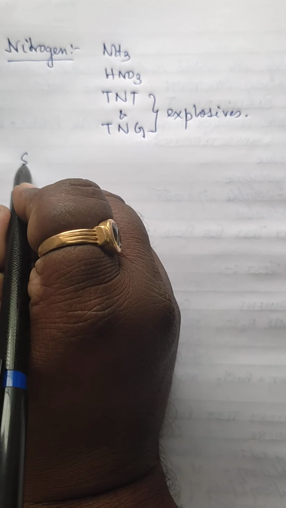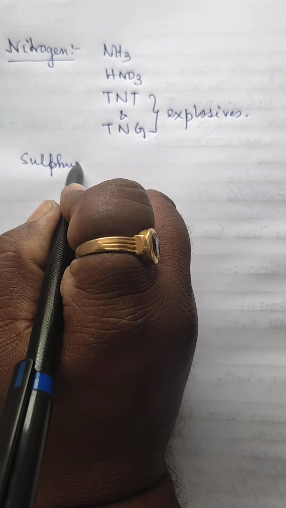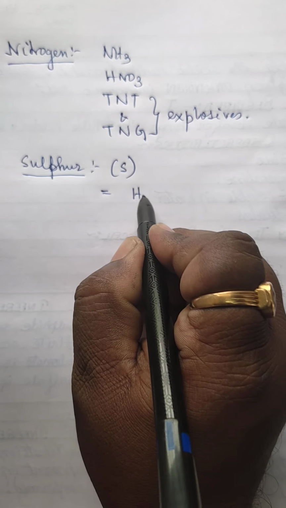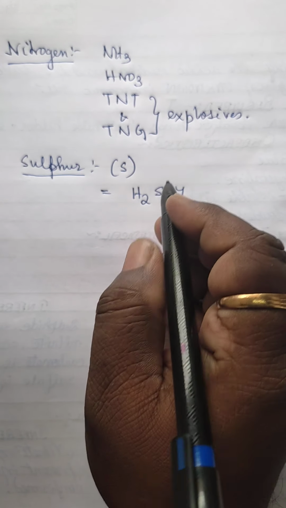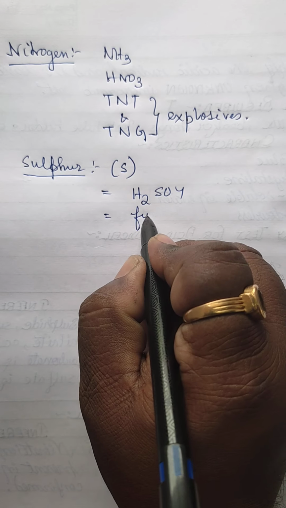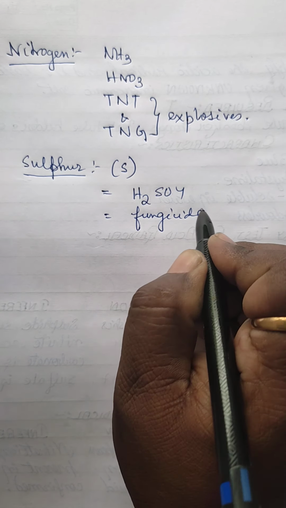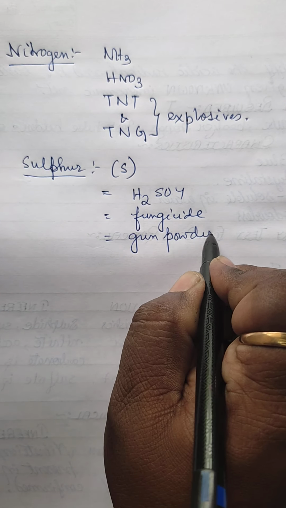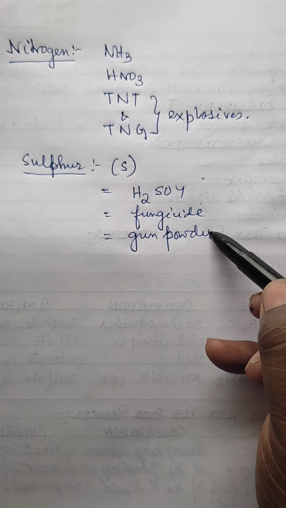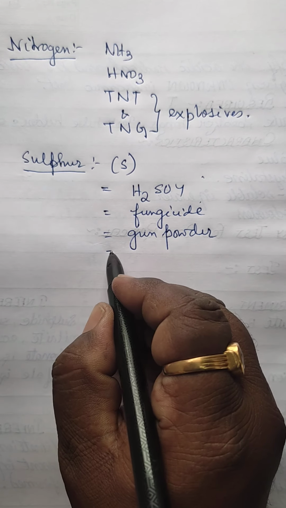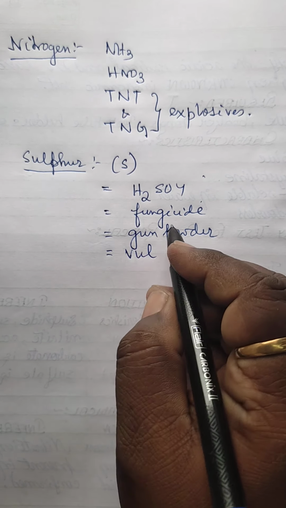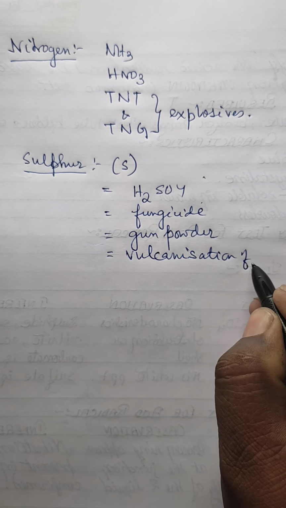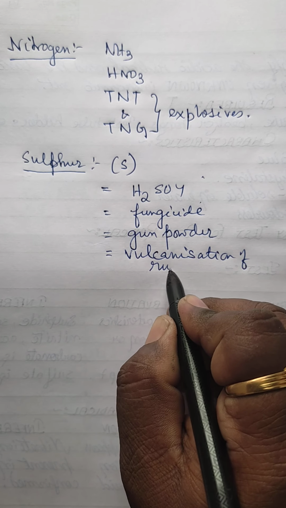Next we have sulphur. Sulphur, the symbol is S. It is used for the manufacture of sulfuric acid. It is used as a fungicide. It is used to make gunpowder. Another important use of sulphur is in the vulcanization of rubber. These are some of the uses of sulphur.